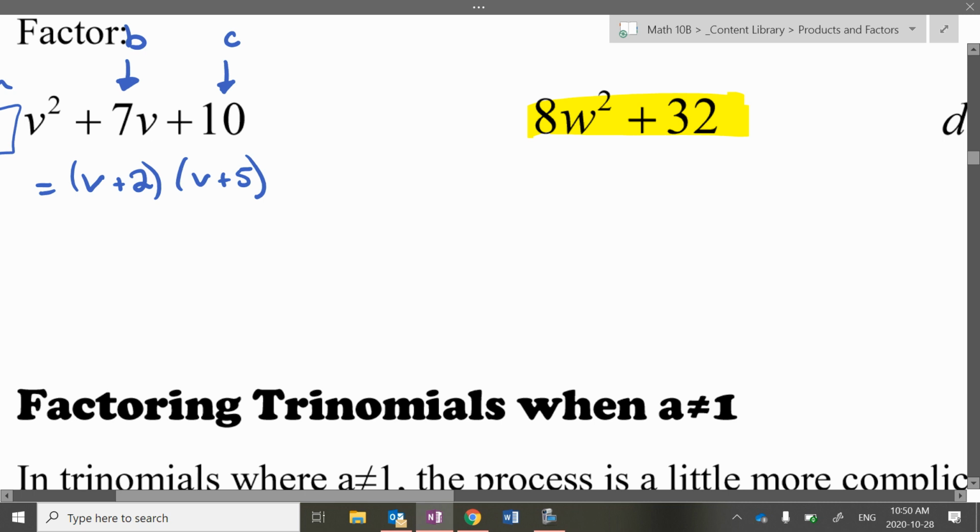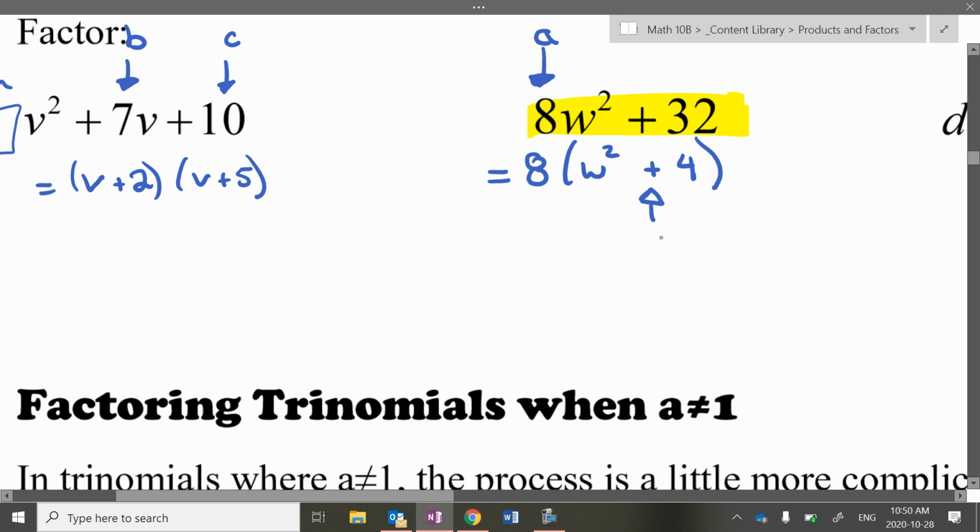Raise your hand if you got that one. Good. What level of question do you think that was? 1. Good. Second question. I have a number in front, so my A term has a number. So what's our first thought? Factor it out. Good. Greatest common factor here is 8. So then I have w squared plus 4. Is that a difference of squares? No. Good. Since this is addition, we're done here.